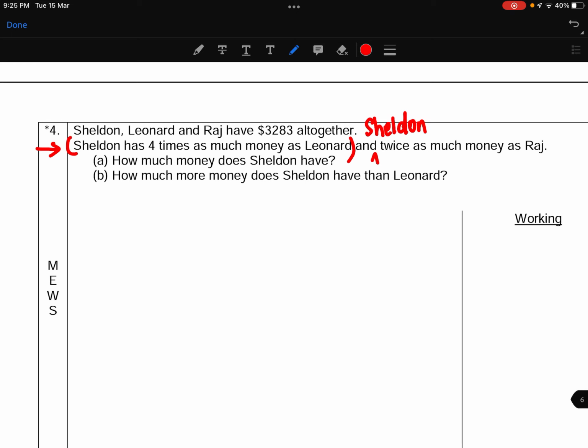Alright, so I'm going to put Leonard here. I'm going to put an arrow out. Leonard here is 1 unit. Sheldon here is 4 units because it's 4 times. Alright, so I'm going to go to Raj. Raj over here is 1 unit. Sheldon will have 2 units.